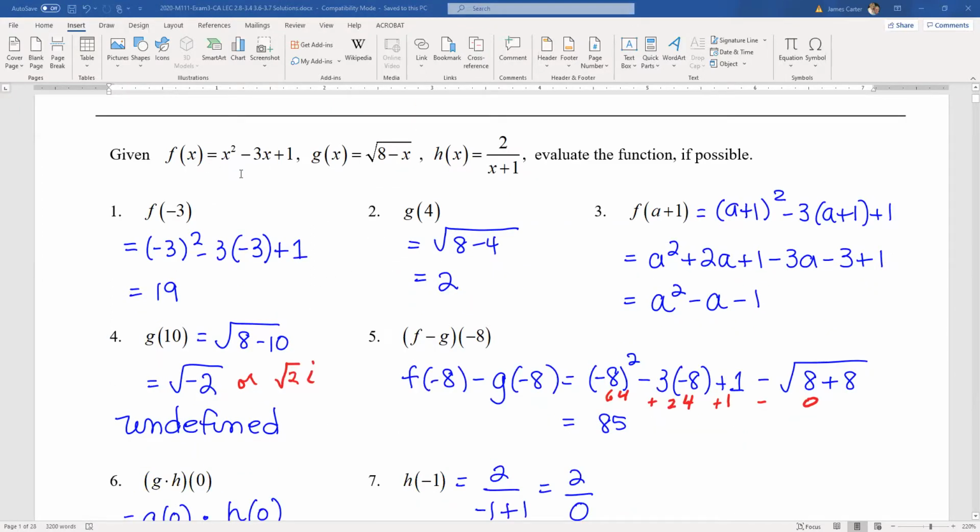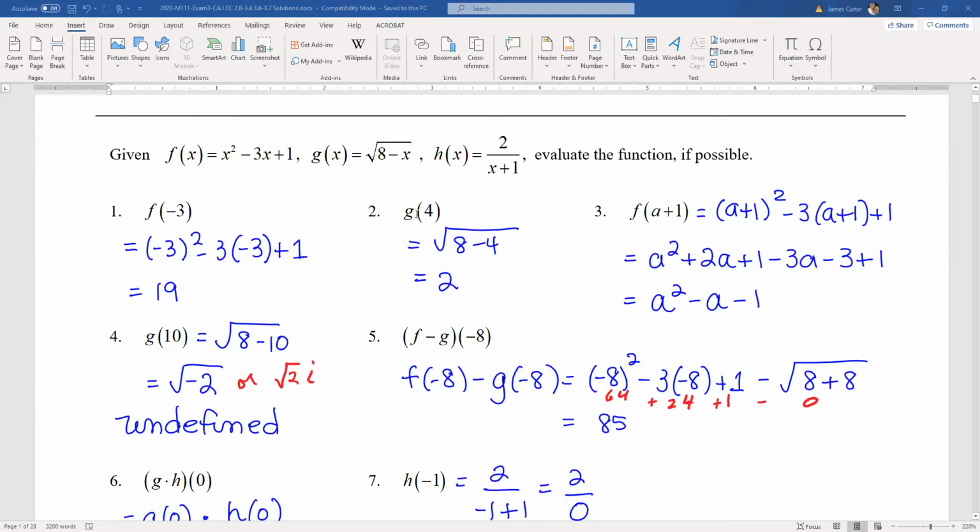Okay, if we have the first equation is x squared minus 3x plus 1. The second one is square root of 8 minus x. The third one is 2 over x plus 1. Then it asks us to evaluate. When it gives us a replacement value in the equation, then we want to do that first. So if we just find the value of f of -3, we replace the x squared, the x with -3 in each location and evaluate it.